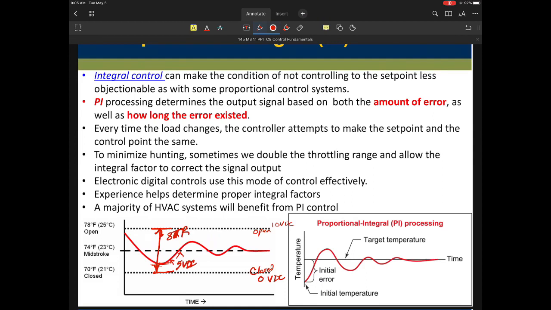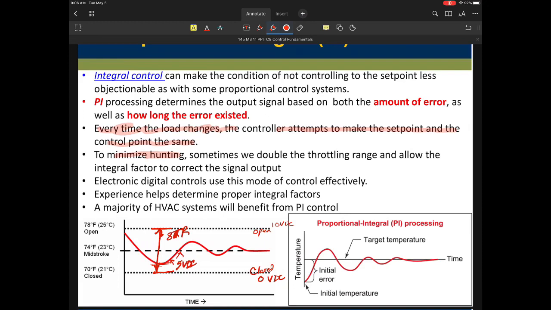And when it does that, it'll try to make that correction. Now it'll look at that and see if it can figure out where to find that happy medium. So it's always recalculating what the output should be. This is one of those control algorithms where every single time the load changes, the controller is trying to make a change. It's trying to make the set point and the control point exactly the same, which would be logical. Why wouldn't you want to do that?